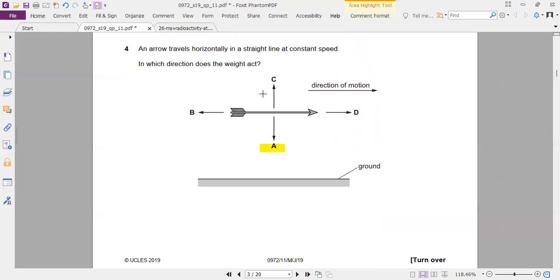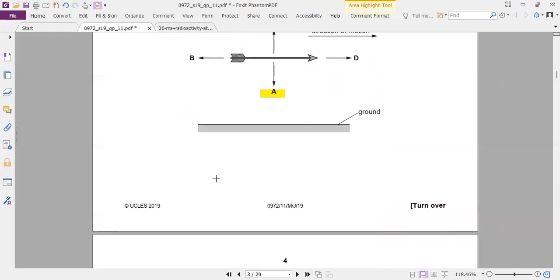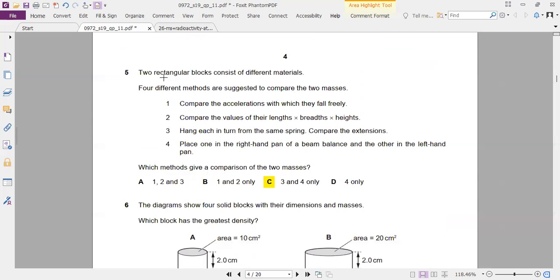So here, very simple, the weight is always acting downwards. Number 5. So it's a tricky question. How can you compare two masses? Can you compare the accelerations? Well, if they are falling freely, they have the same acceleration, the acceleration due to gravity. So we can't.